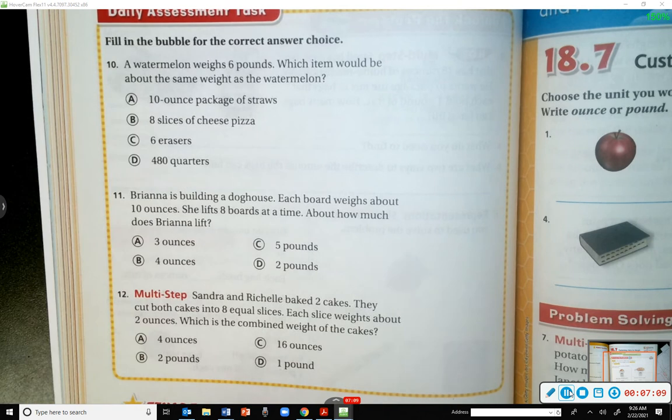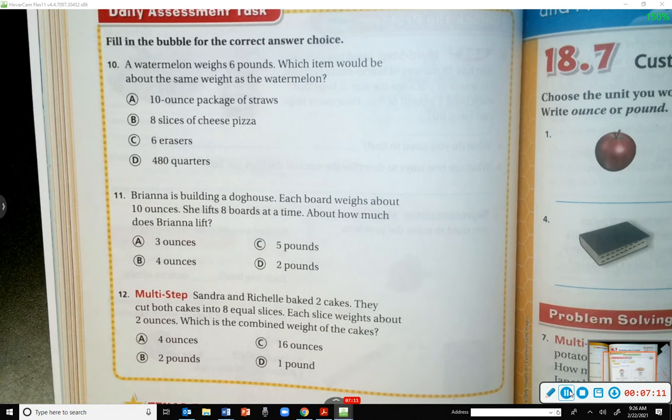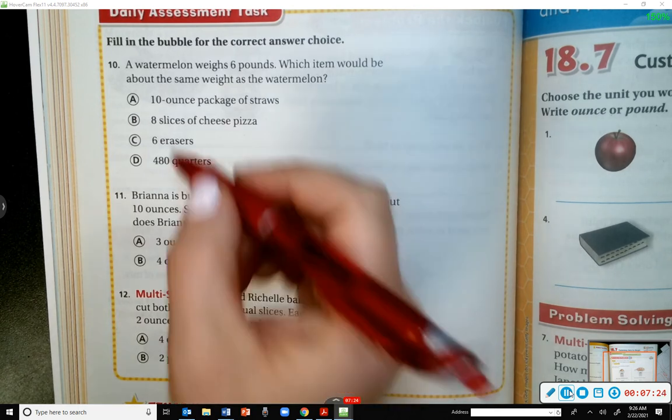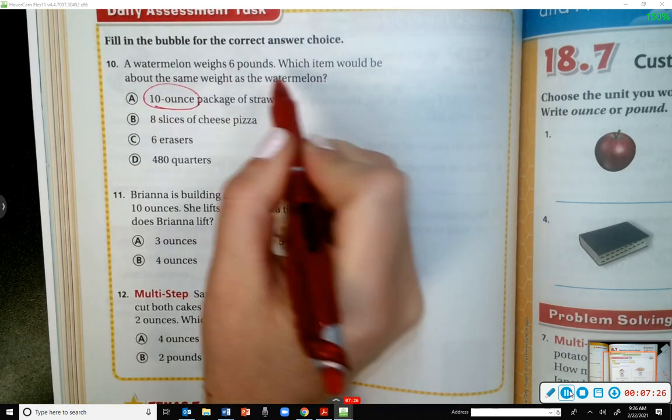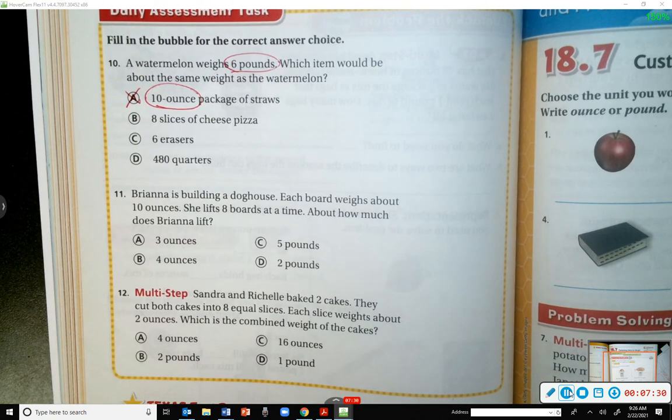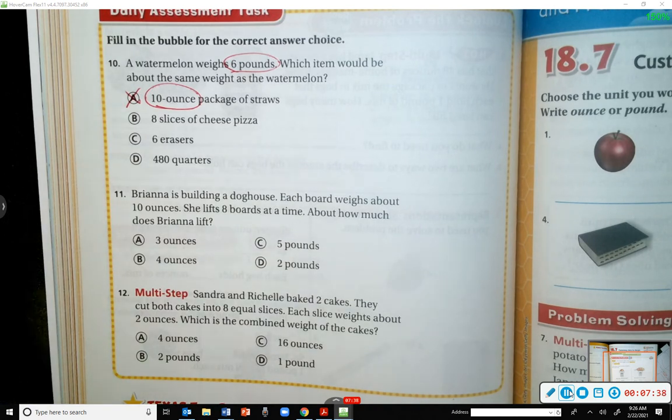Okay, number 10. A watermelon weighs 6 pounds. Which item would be about the same weight as a watermelon? A 10-ounce package of straws? No, it says right here that's 10 ounces. Is that the same as 6 pounds? No. 8 slices of cheese pizza? No. How much do you think that would weigh?